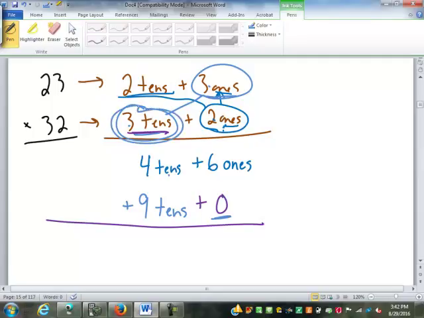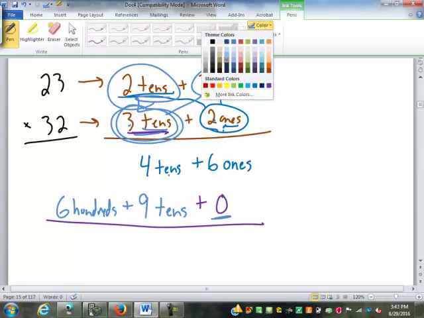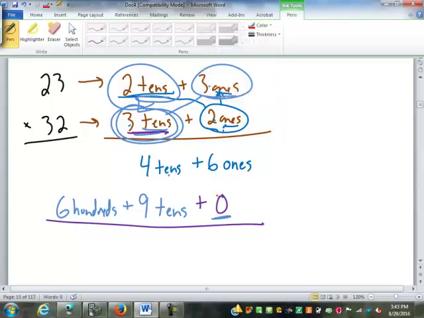Now we have the 3 tens times the 2 tens. Multiplying the counts, 3 times 2 is 6. Tens times tens is hundreds. And now we just combine our like place values. 6 ones and 0 is still 6. 4 tens and 9 tens is 13. So that's 3, carry the 1. And 1 and 6 makes 700. So 736.